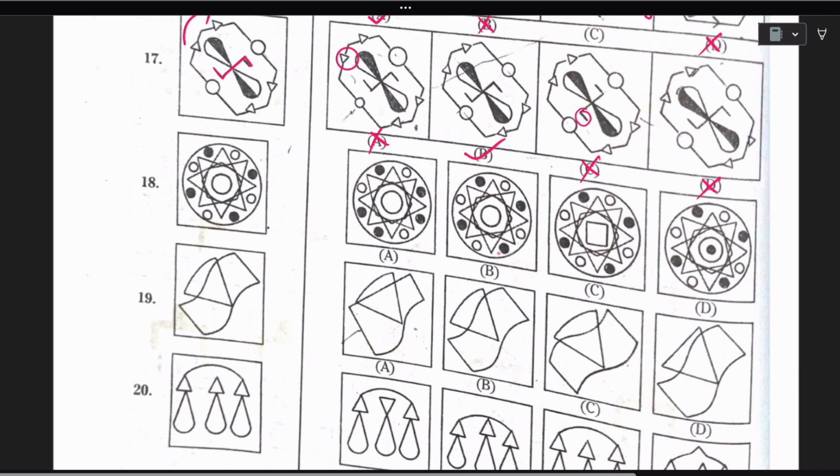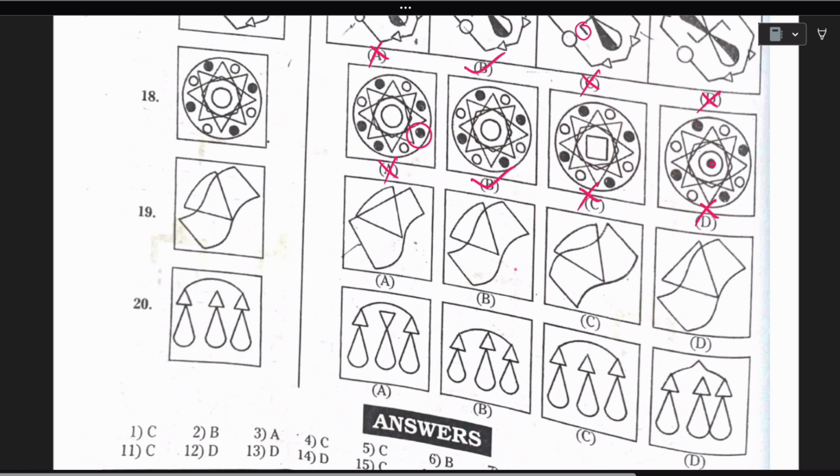And next one is 18. Here we have a circle inside, but in C it is a square, so we will be eliminating C. And here also a dark extra circle is there, so eliminate D also. So we will be comparing these two. Here this is a dark circle, but we want an unshaded circle, that is there in B. So let's eliminate A and compare B. So black and white, black and white, black and white, black and white, circle is there and everything else is the same. So we will be selecting B as our correct answer.